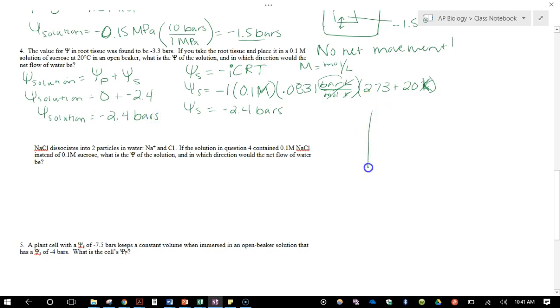Okay, let's draw a picture. Negative 2.4 bars for the solution and put my cell in here. My cell is negative 3.3 based on the question information. Water flows from high water potential to low water potential, which means that the water is going to enter into the cell. Okay, watch the negatives. They can be a little tricky.